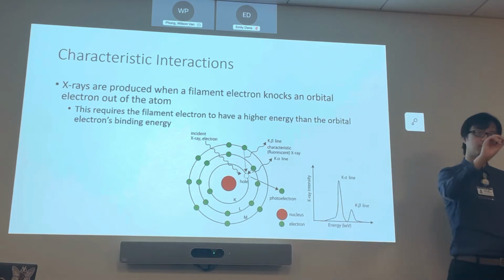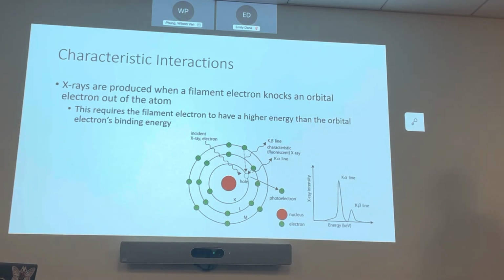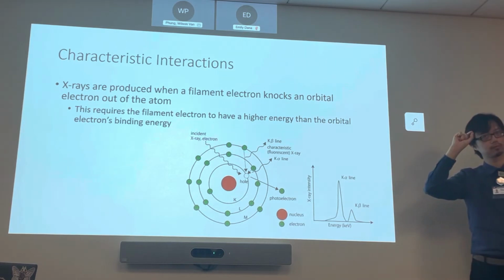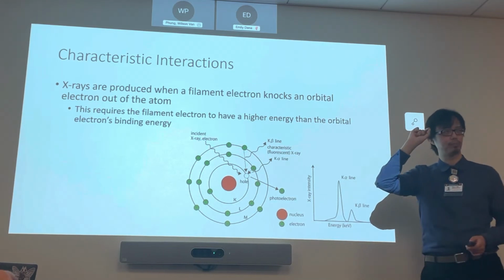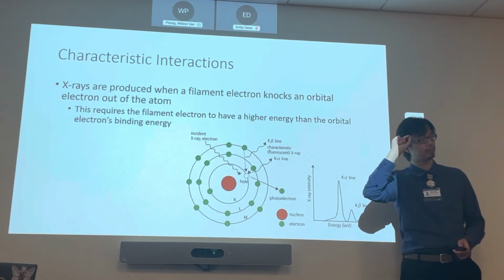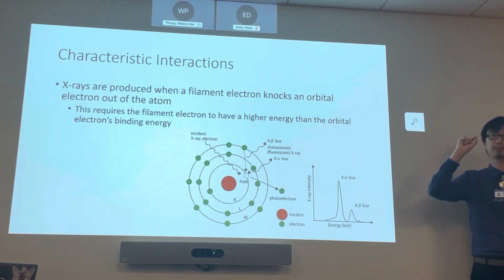And what determines the energy of our electrons? The one that's coming to us. Yes, the electron that goes from the filament to the target, from cathode to anode. What determines the energy of that electron? The KVP. Okay, KVP, your kilovoltage peak.